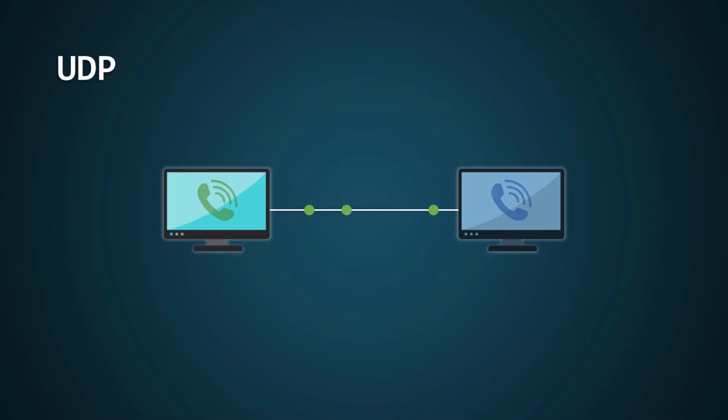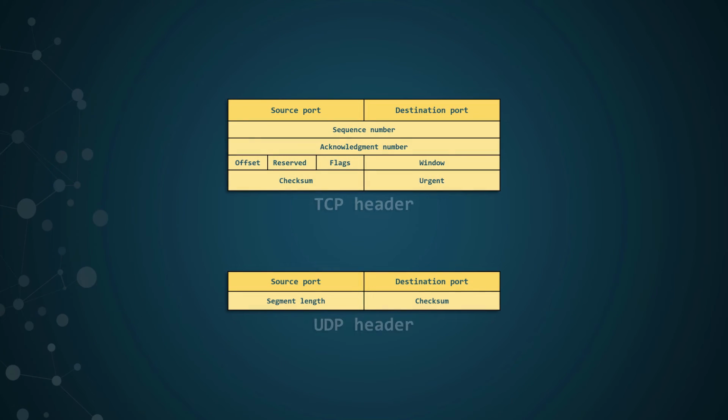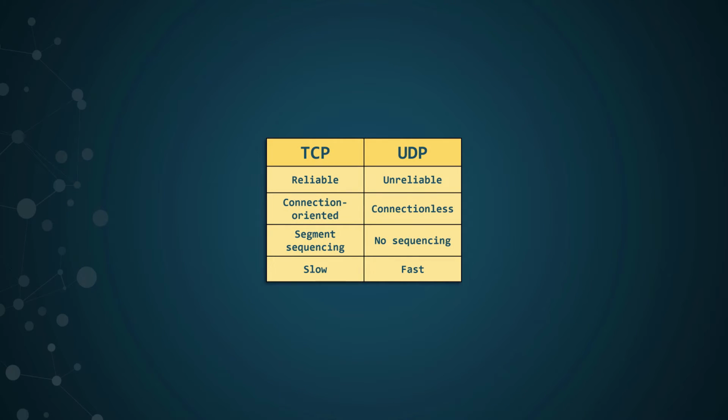While UDP is used in fewer applications than TCP, do not think that UDP is worse than TCP. By providing fewer services, UDP needs fewer bytes in its header compared to TCP. If we take a look here, we can see that UDP's header is much lighter than TCP's header, and that's why both of the protocols have their advantages and disadvantages.